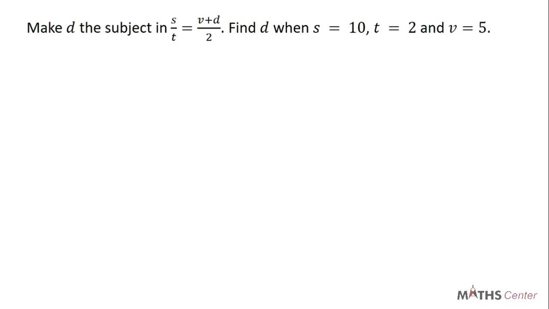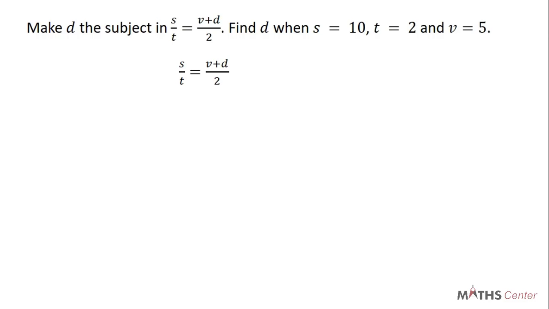So let's look at our question for this video. We have: make d the subject in s over t is equal to v plus d over 2. Find d when x is equal to 10, t is equal to 2, and v is equal to 5. So the question for this video is s divided by t is equal to v plus d divided by 2.